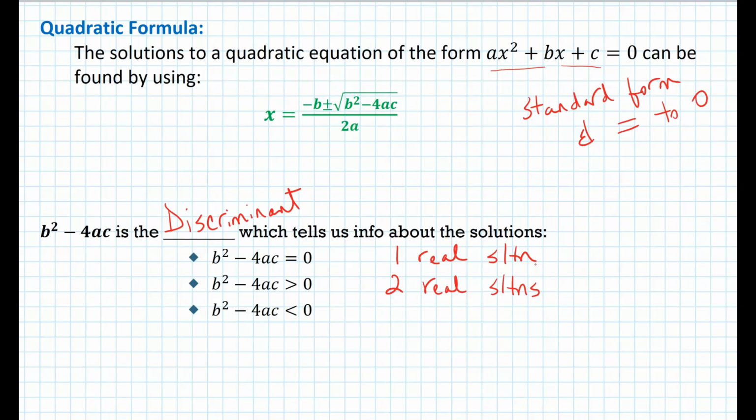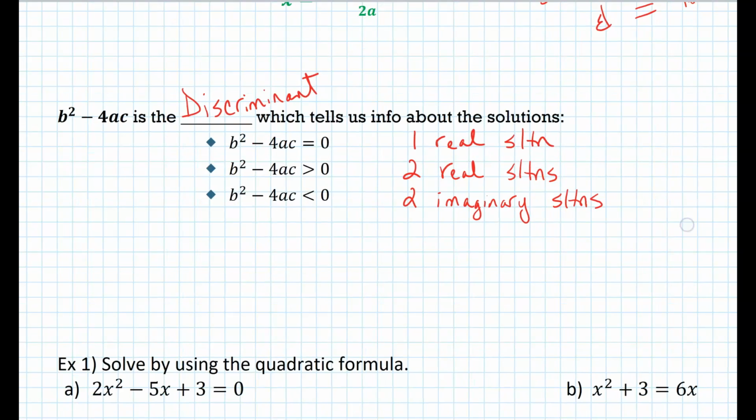All right. Now the last case, what happens when our discriminant is negative? So that means we have a negative under the radical. So it's not going to be real. However, we do know how to find the square root of a negative value. So we're going to have an i in there. Yes, 2 imaginary solutions. Is there a possibility to have one real solution and one imaginary solution? No, not possible.